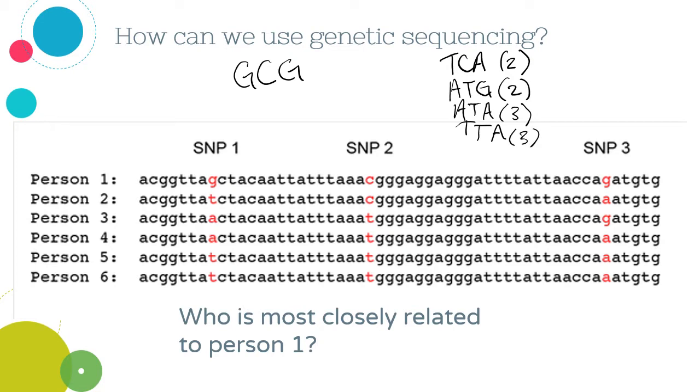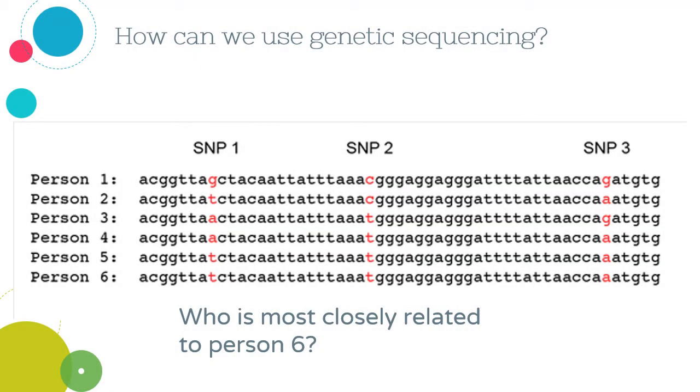So of these 5 people, we can't say whether person number 2 or person number 3 are more closely related because each of them has these 2 differences. So we can't say who's more closely related to person 1, but we can say that person 2 and 3 are more likely more closely related to person 1 than persons 4, 5, or 6.